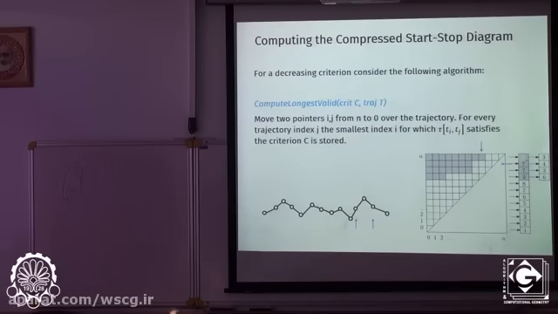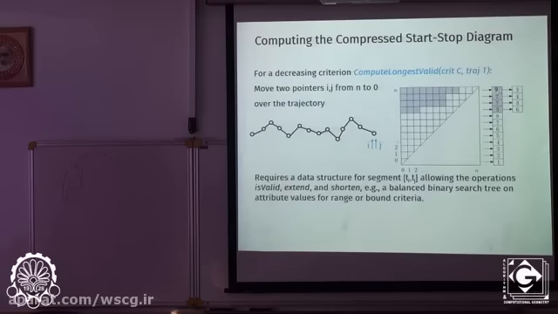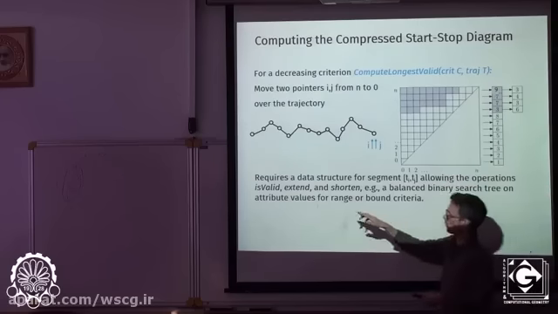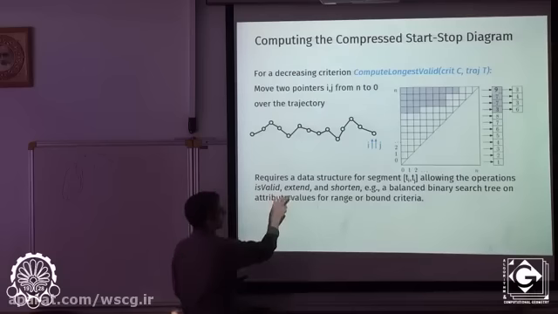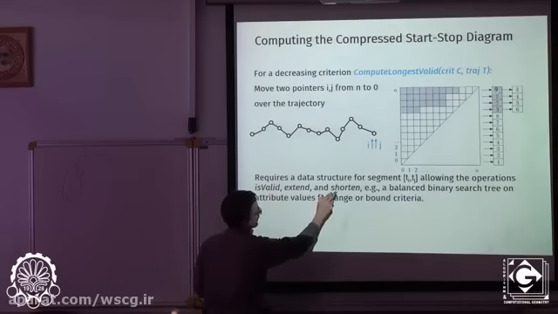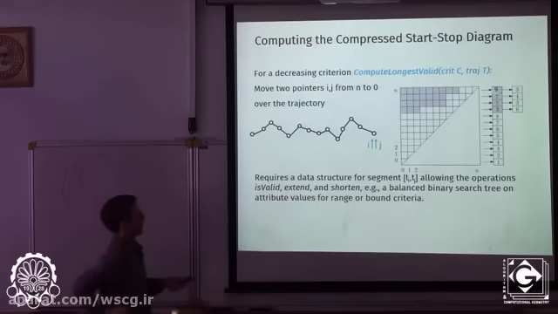What we need to have, if we want to run this algorithm, we need to be able to move this pointer, which means we need to be able to extend a segment. We need to be able to move this pointer, so we need to be able to shorten a segment. And then we need to be able to check whether a segment is valid. So what we need is some kind of data structure which allows the following 3 operations: testing is valid, allowing to extend, and allowing to shorten. And typically the data structure used here will be a balanced binary search tree.